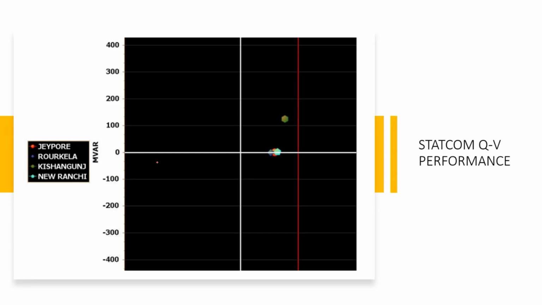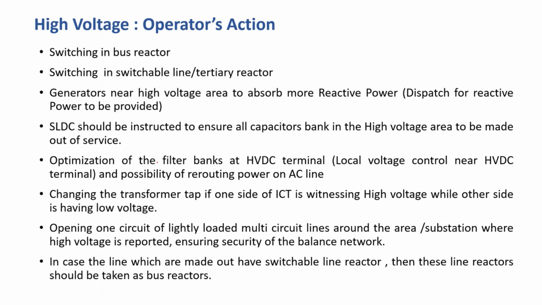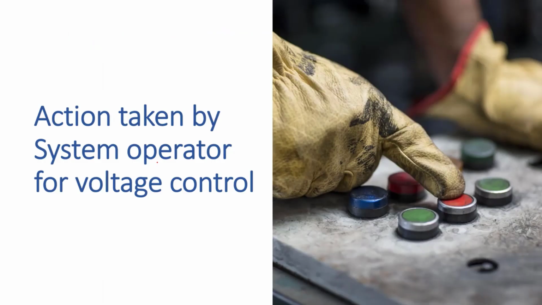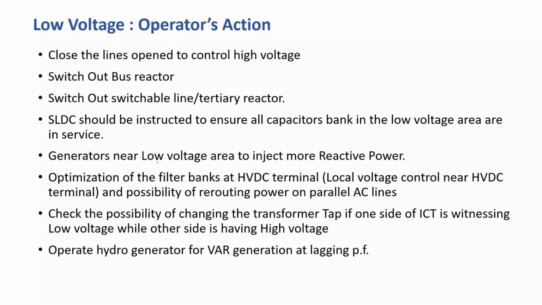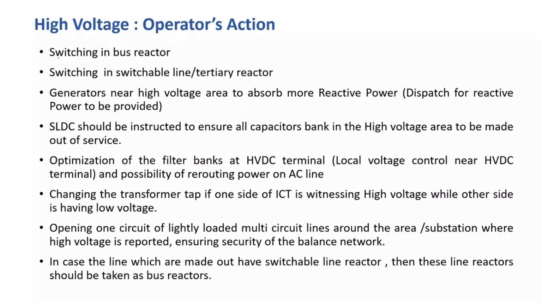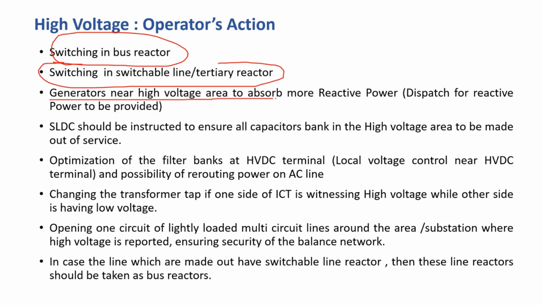We check the performance whether it is operating in the zone or not. And these are some of the operator actions for high voltage and low voltage. Whatever you do in high voltage, you just reverse in low voltage. First thing in high voltage, switch on all the reactors, bus reactors. Switch in any transmission line or tertiary reactor, any reactor which is out of service. Ask generators near the high voltage area to absorb more reactive power.